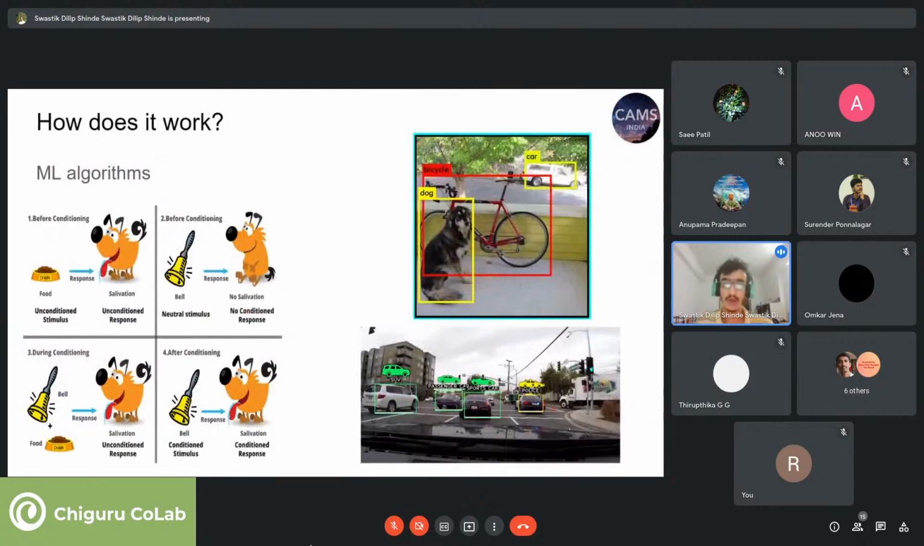Okay, so now to study how CAMS works, we need to study the basics behind CAMS, which are the ML algorithms or machine learning algorithms. For that, I'll just take an example of a dog. So many of us have dogs or even cats. Now generally, none of us, not just dogs, but none of us can survive without food, right?